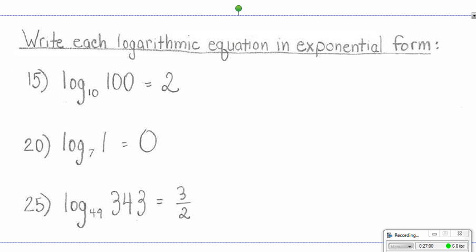The next one, exponential form. Here we have base is 10, exponent is 2, is equal to 100. Here 7 to the 0 power is equal to 1. Here 49 to the 3 over 2 power is equal to 343.